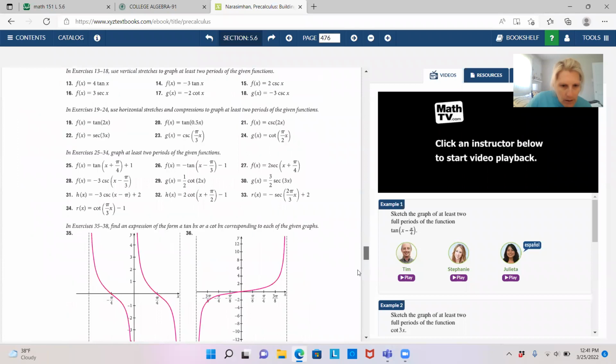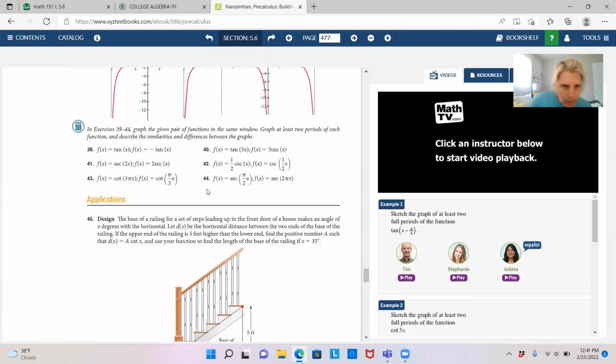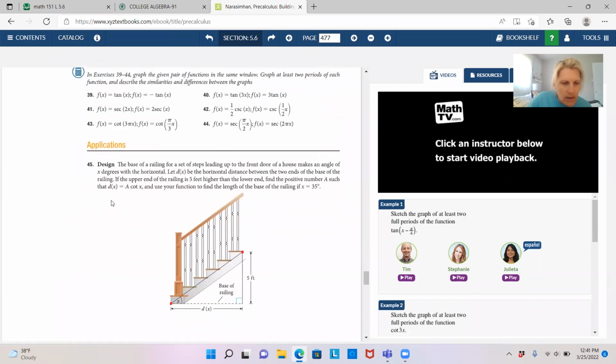Let's take you down to that one. Somebody's just playing around with it. Okay, 45 says, design. The base of a railing for a set of steps leading up to the front door of a house makes an angle of x degrees. So we can see that down here where the mouse is at the bottom, x degrees. With the horizontal, let d of x be the horizontal distance between the two ends of the base of the railing.